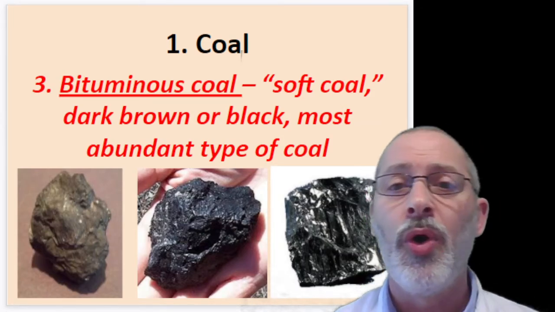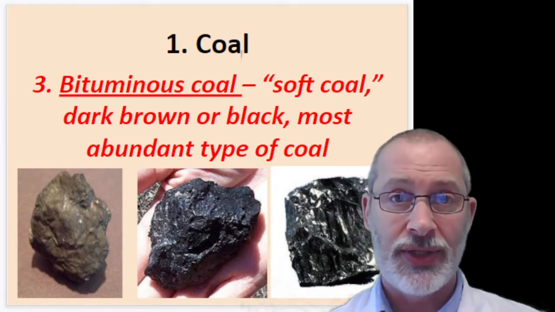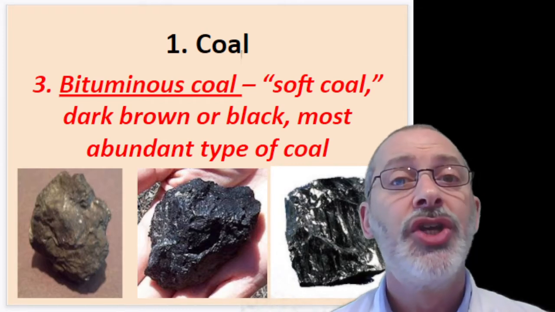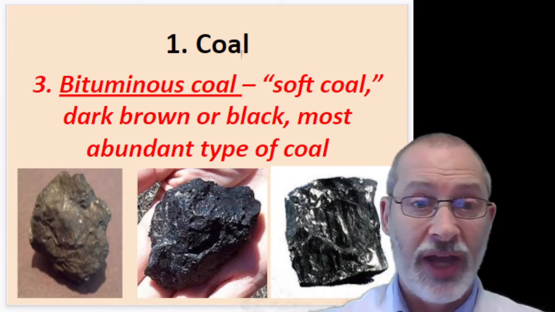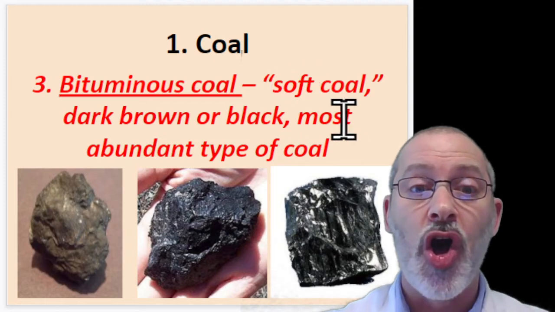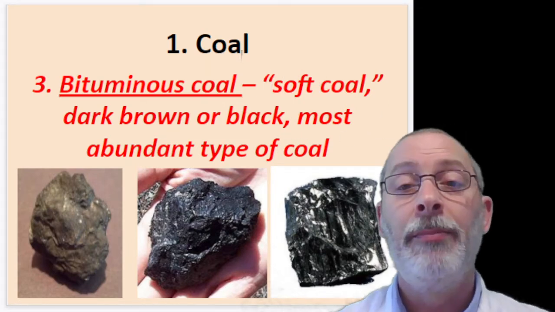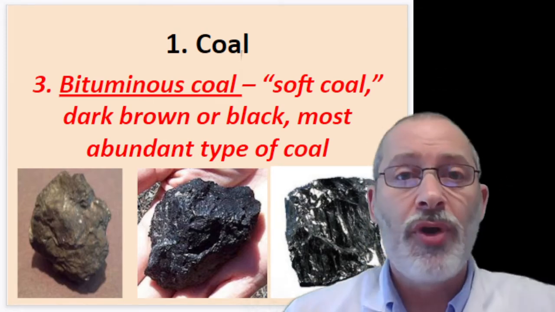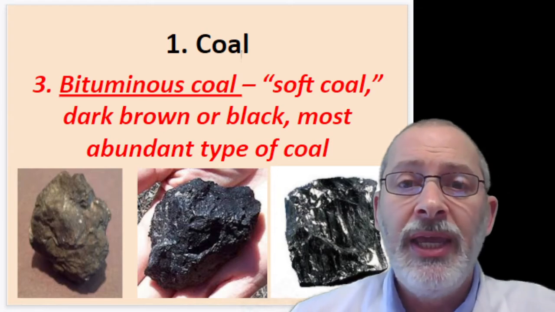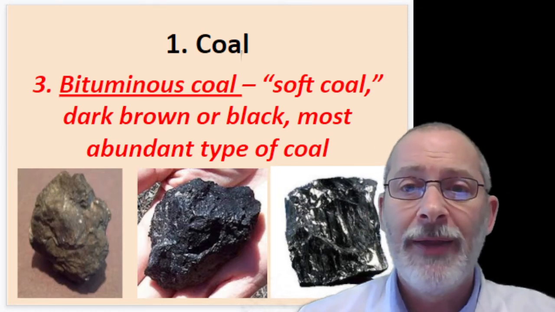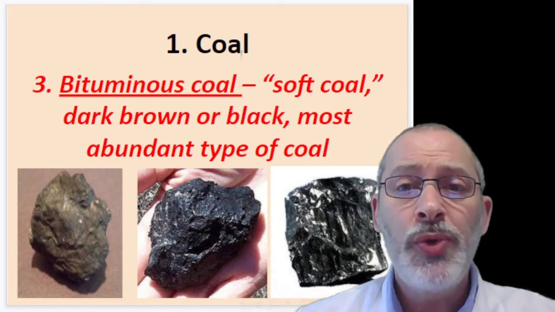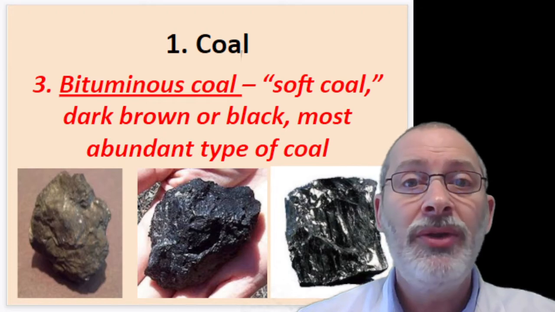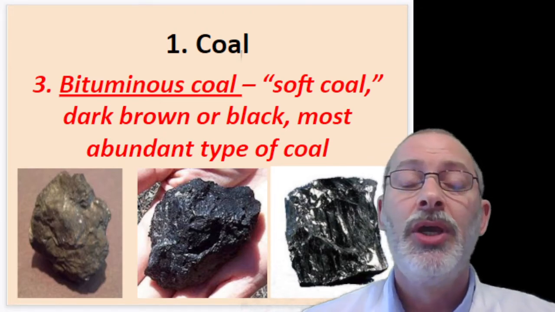The third type of coal is called bituminous coal. Bituminous coal is also known as soft coal. In fact, you might want to circle the word soft coal next to bituminous. Soft coal, and there are deposits of soft coal not far from us actually, is dark brown or black, and it is the most abundant type of coal. Most of the coal around is actually bituminous coal.